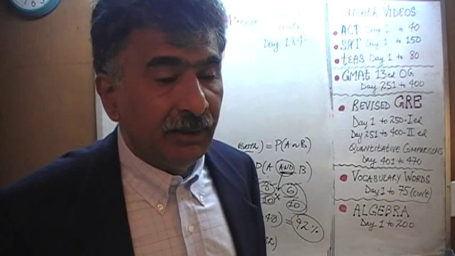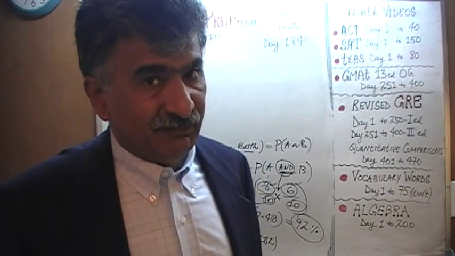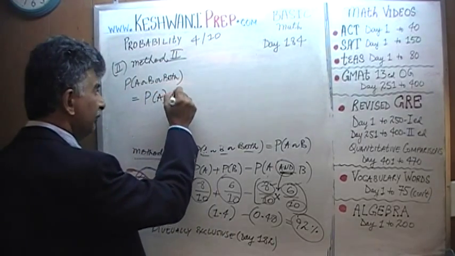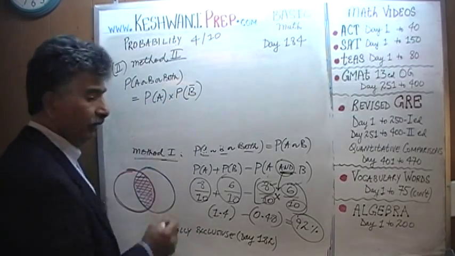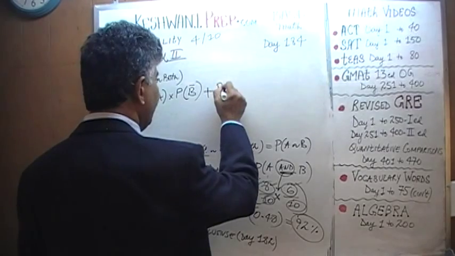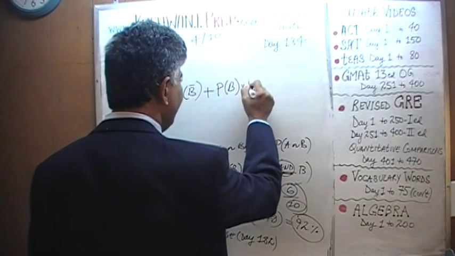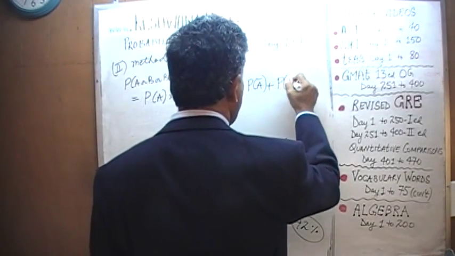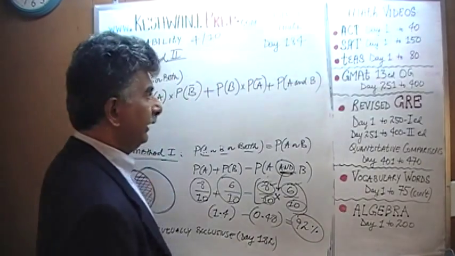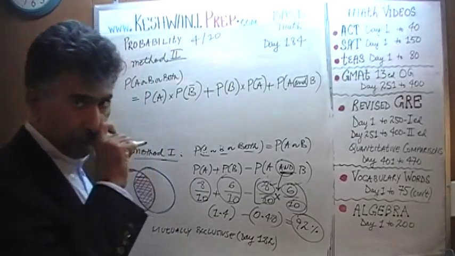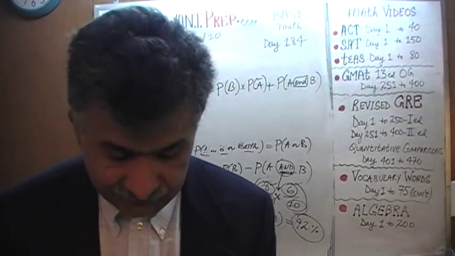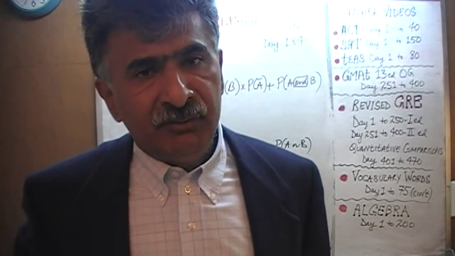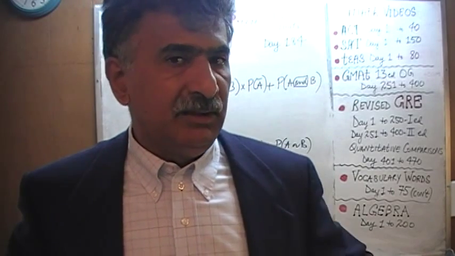looking at the scenario where at least one may succeed: either A will succeed and B will fail, or it is possible that B may succeed and A will fail, or there's a possibility that they may both succeed. A and B, they may both succeed. So somebody asks us, what are the odds that at least one of them will succeed? Well, there are three different ways where it may pan out.